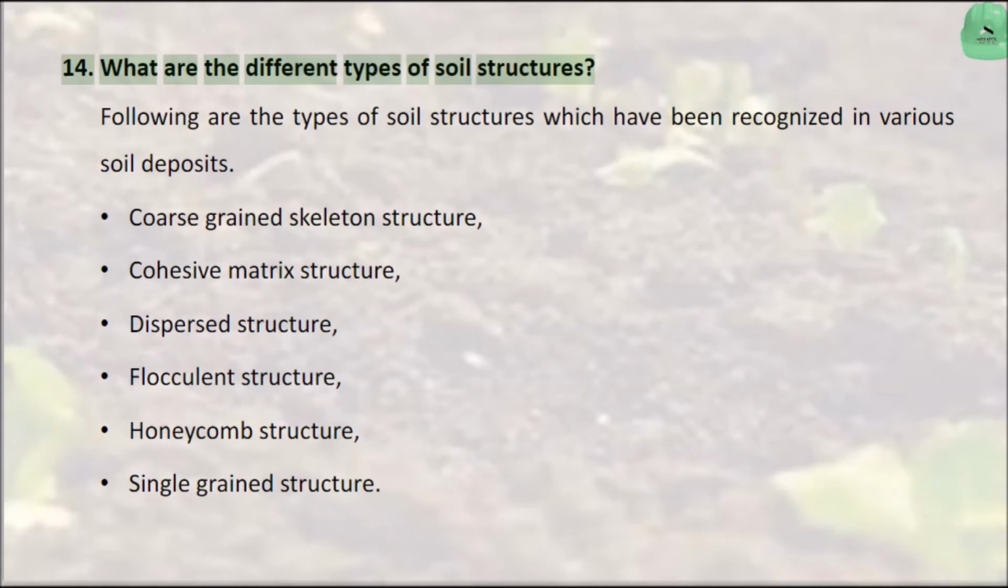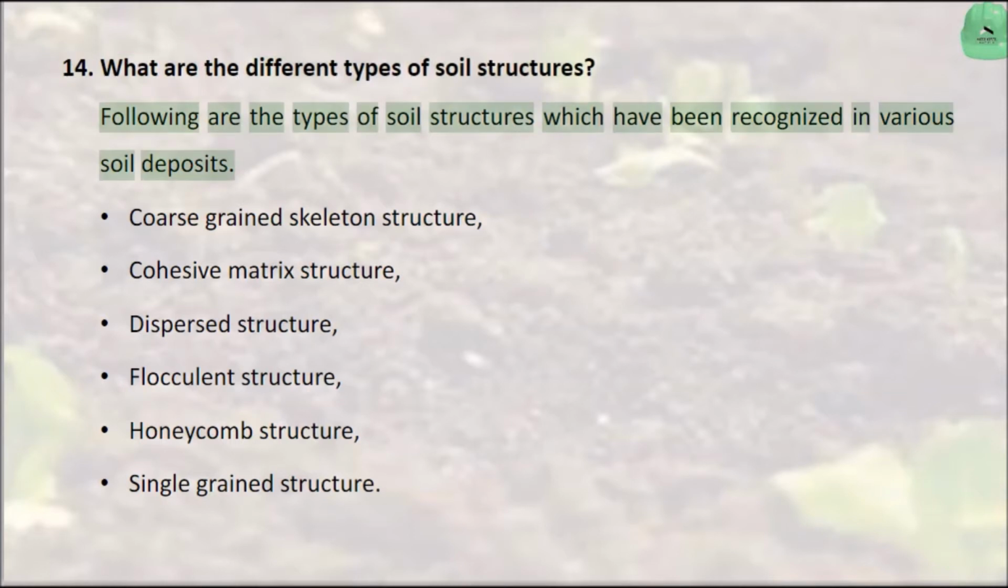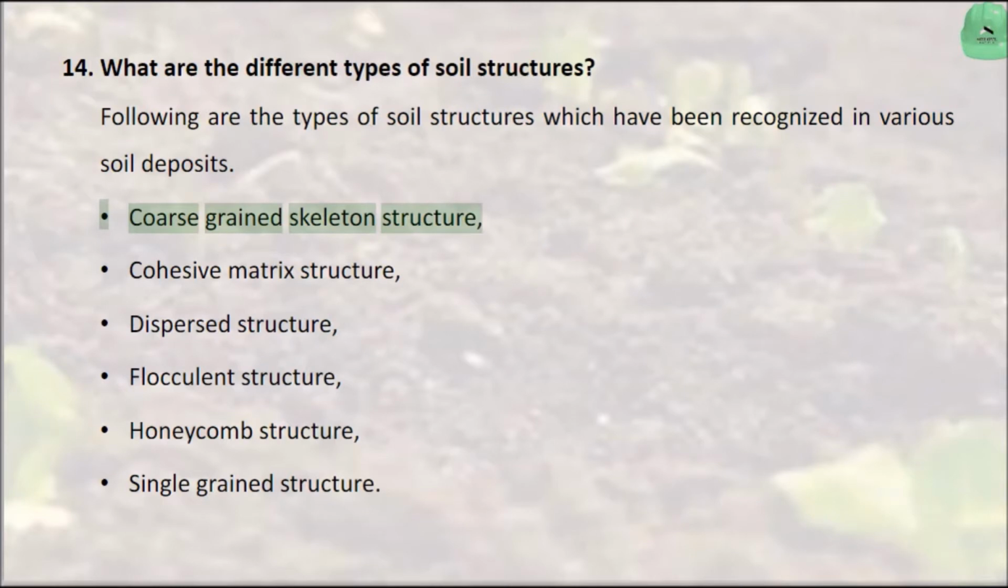What are the different types of soil structures? Following are the types of soil structures which have been recognized in various soil deposits. Coarse-grained skeleton structure. Cohesive matrix structure. Dispersed structure. Flocculent structure. Honeycomb structure. Single-grain structure.